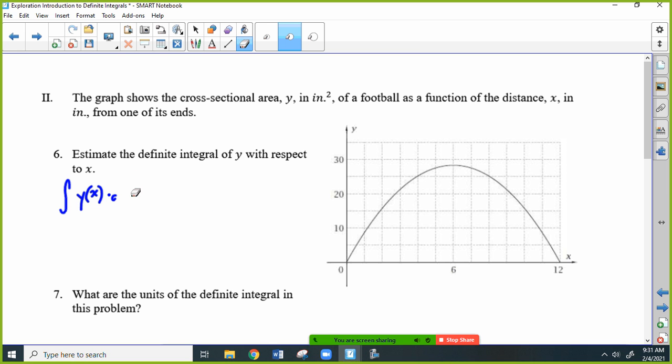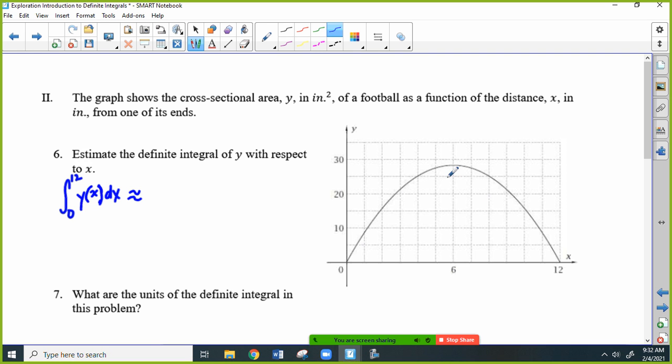Okay? So I'm integrating the function of y. X is on my x-axis here with respect to x. And to make it a definite integral, I need to talk about where does the graph start, what x value does the graph start on, and what x value does the graph end on. Okay? So I'm going from 0 to 12. Okay? And so we're going to estimate it.